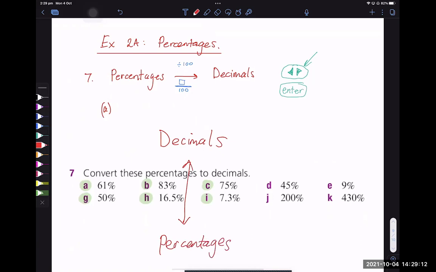Which one's to the left? Which one's to the right? Yeah. So I'd rather you say the word, rather than just saying to the left, to the right. I'd rather you say to get from percentages to decimals, you divide by 100. So use the words rather than saying directions.